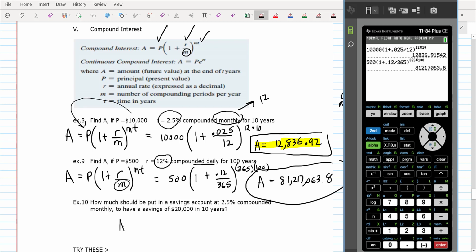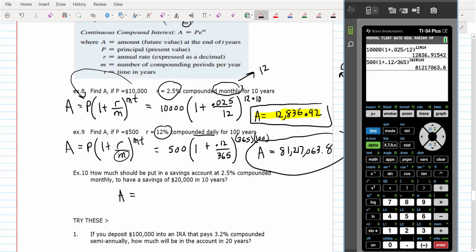Okay, let's put this one together. One more like this. This one is a little bit different. This problem says, how much should you put in a savings account at 2.5% compounded monthly to end up with $20,000? So this one you have to do something a little bit different. Again, I would start by writing down my formula.